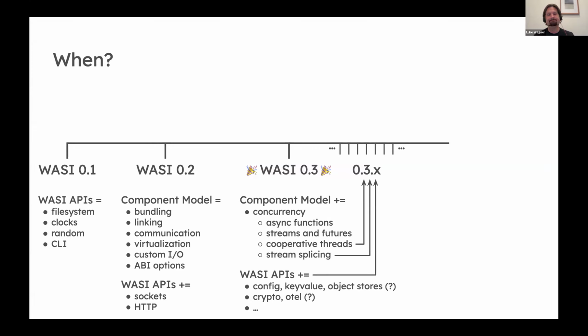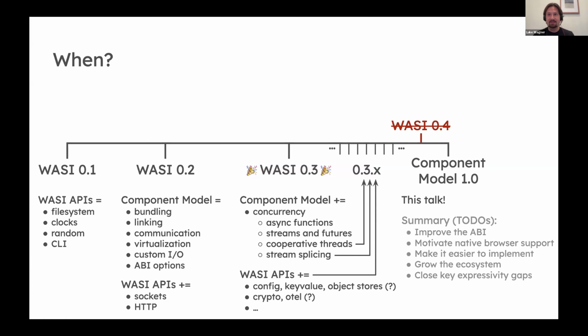So then what's next? Well, first, what we're not going to do is a Preview 4. Instead, it's time to turn our sights to a component model 1.0. What all goes into 1.0 and when will it be done? Well, that's what the rest of the talk is about. But as a summary and outline for the talk, the plan is to improve the ABI based on feedback we've gotten from the previews, then motivate native browser support, make it easier to implement the component model, grow the ecosystem, and finally close key expressivity gaps that we've seen in practice.